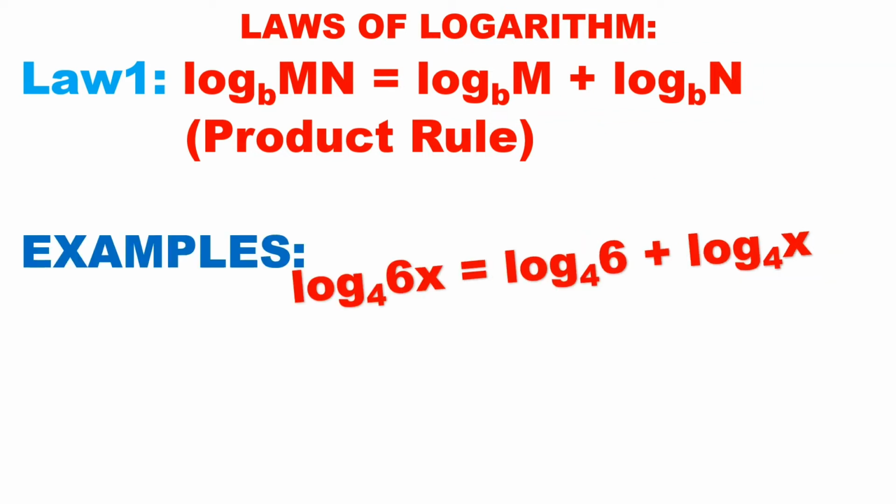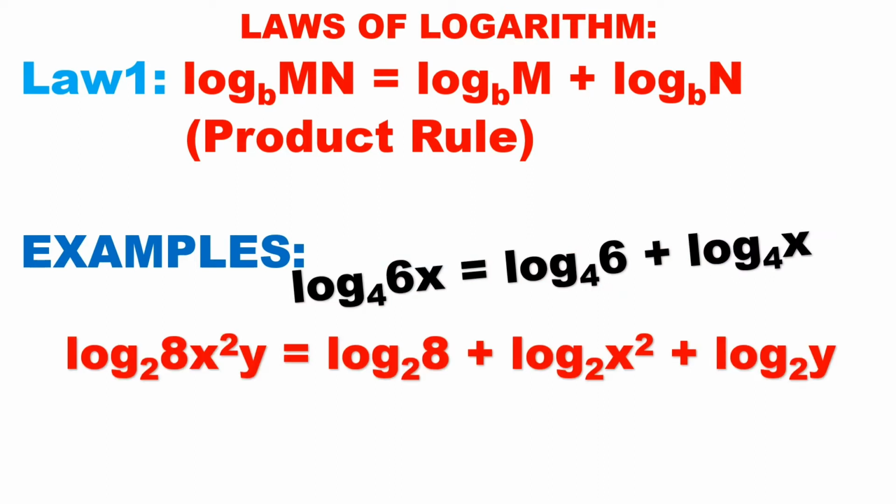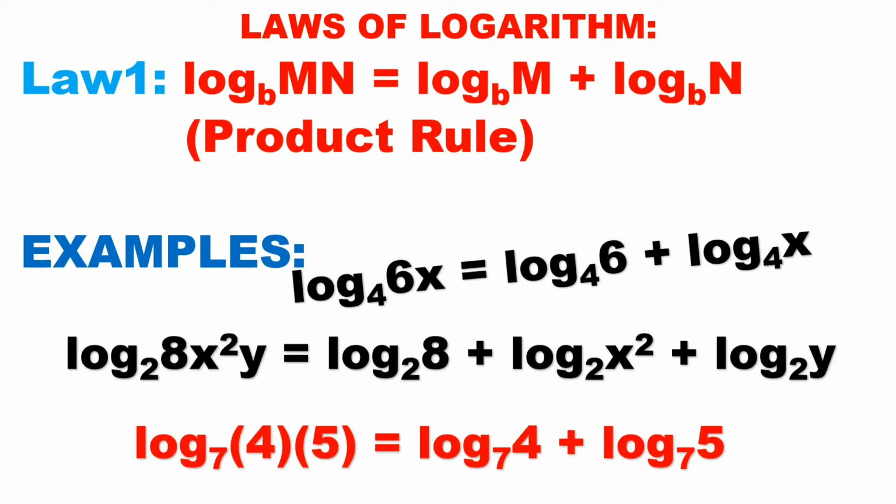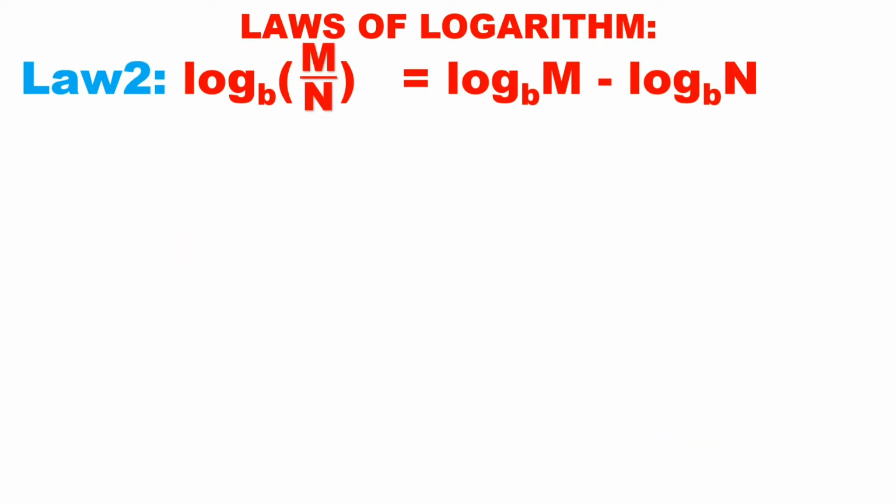Examples: log of 6x to the base 4 equals log of 6 with base 4 plus log of x with base 4. Next, log of 8x squared y with base 2 equals log of 8 with base 2 plus log of x squared with base 2 plus log of y with base 2. Third example, log of 4 times 5 with base 7 equals log of 4 with base 7 plus log of 5 with base 7.